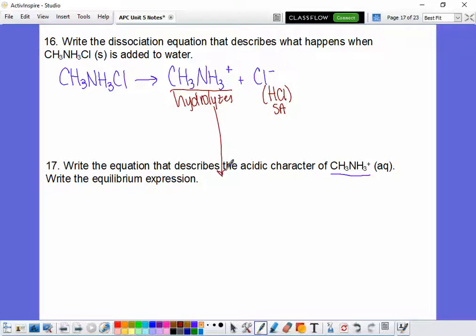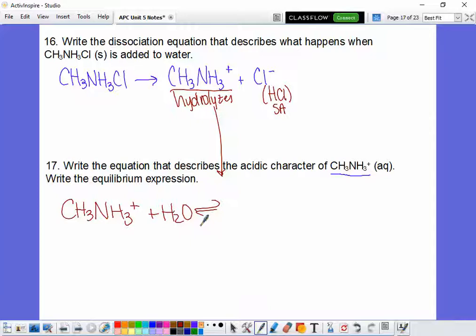Which is what we're going to do in number 17. So 16 and 17 go hand in hand. Really it should be 16A and 16B. Okay? So, we're going to hydrolyze CH3NH3+, react it with water, do that Bronsted-Lowry reaction. Which one's my acid here? The CH3NH3+. That is my acid.